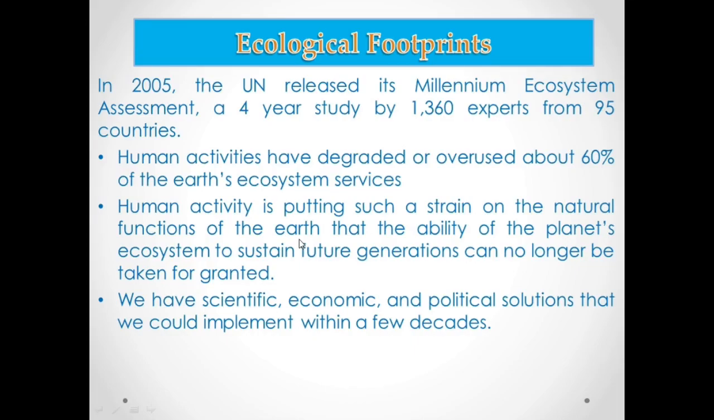This is the reality that we are facing right now, based on the Millennium Ecosystem Assessment, a 4-year study researched by 1,360 experts from 95 countries. We are degrading our environment because of anthropogenic activities. When we say anthropogenic activities, these are human activities. We are overusing our renewable resources to the extent that nature can no longer restore them, and that is when we are depleting our renewable resources.